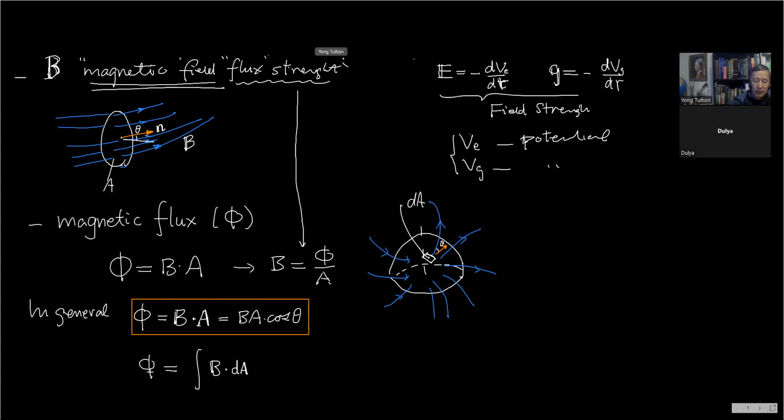And so we just remind you, the flux can have different forms. The simplest form is the special case where theta equals 0, right? Then the flux is just simply the product of the two.